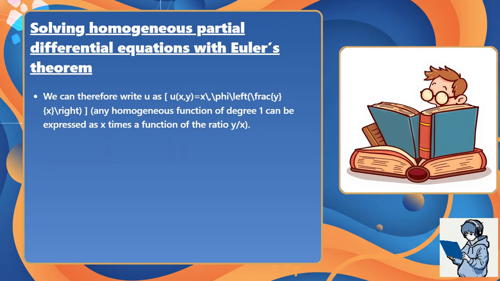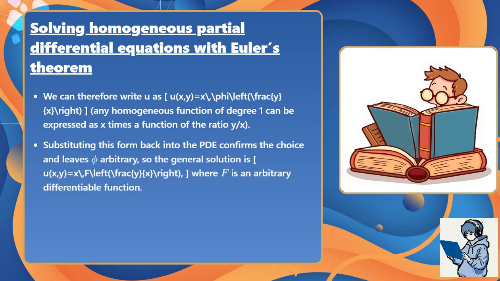We can therefore write u of x, y equals x times phi of y over x. Any homogeneous function of degree 1 can be expressed as x times a function of the ratio y over x. Substituting this form back into the PDE confirms the choice and leaves phi arbitrary. So the general solution is u of x, y equals x times f of y over x, where f is an arbitrary differentiable function.